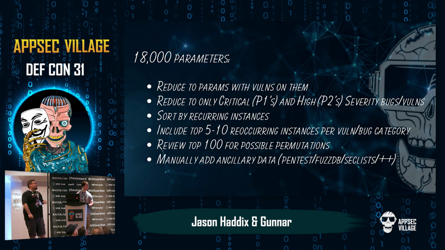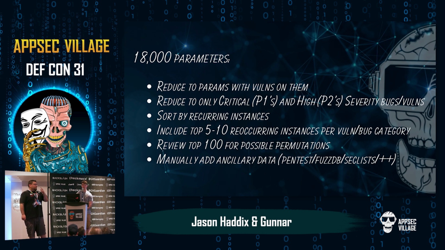Sorry, 18,000. So in the 18,000 anonymized parameters that we found, we reduced them to make sure that we got the vulnerabilities that we wanted to investigate. Things like cross-site scripting, SQL injection, command injection, things that you find in AppSec testing, right? So we reduced it to ones we wanted to do research on. And then we also reduced it to only P1s and P2s, or high severity and critical vulns. Then we sorted by recurring instances of when that took place.